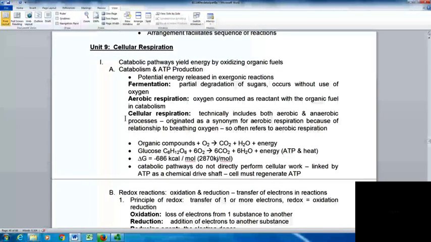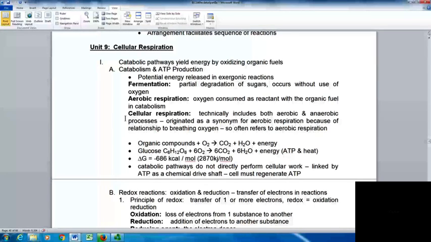So in this chapter, we're going to be looking at cellular respiration. This is how we get energy in animal cells. Plant cells also do have to do some cellular respiration, but when it comes to plant cells, we focus on photosynthesis since that is their unique process.